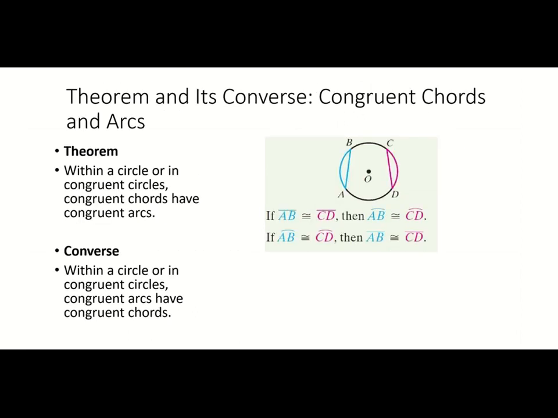Next, we have the congruent chords and arcs theorem. This theorem says that within a circle or in congruent circles, congruent chords have congruent arcs. So again, if two chords are the same length within a circle, their intercepted arc would be the same measure.